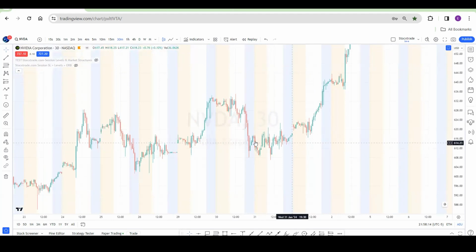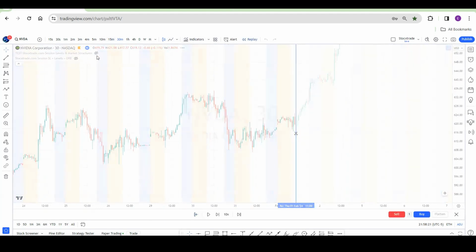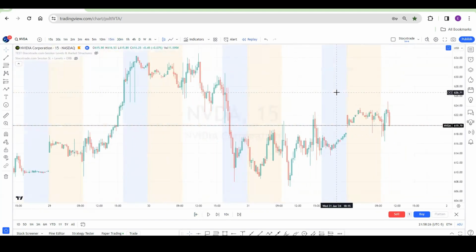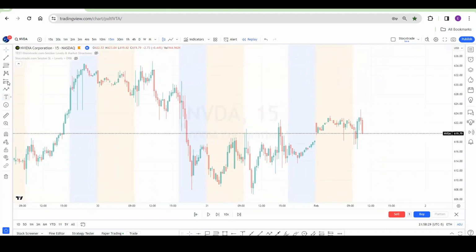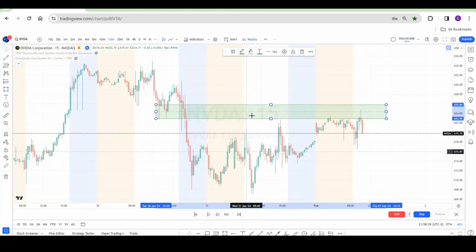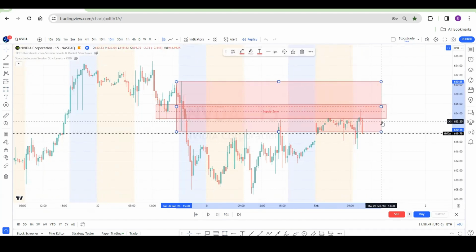Like here, I cannot see any specific structure. So what I will do is switch to 15 minutes, because my eyes should be in line with the structure. So, if you see, this was your extended breaker block. I love to see a rejection from this area. Because if I mark the supply zone, the supply zone will be this big green candle. I don't want to go with this.